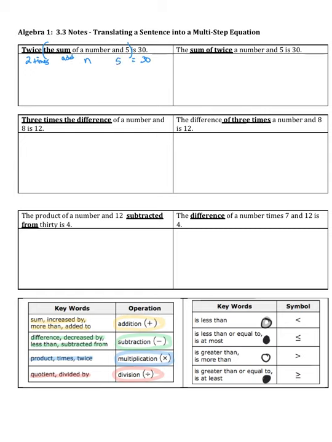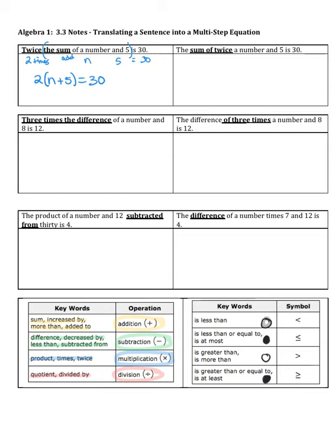Okay, I've underlined my parts. I put the parentheses in. 2 times (n plus 5) equals 30. I said it out loud. Now I'm going to put what I said into math. 2 times (n plus 5) equals 30, because twice the sum means 2 times the sum.